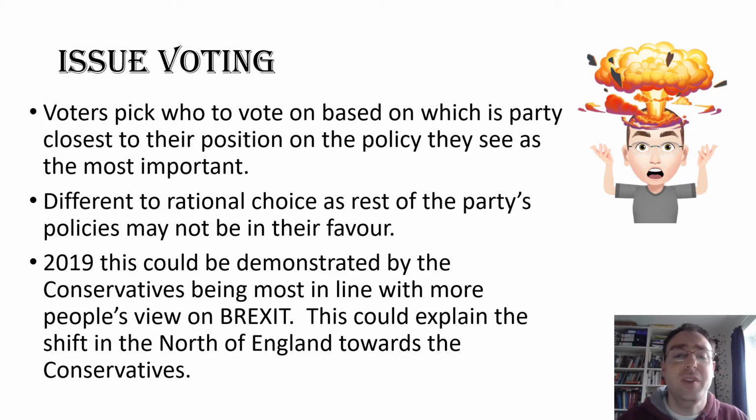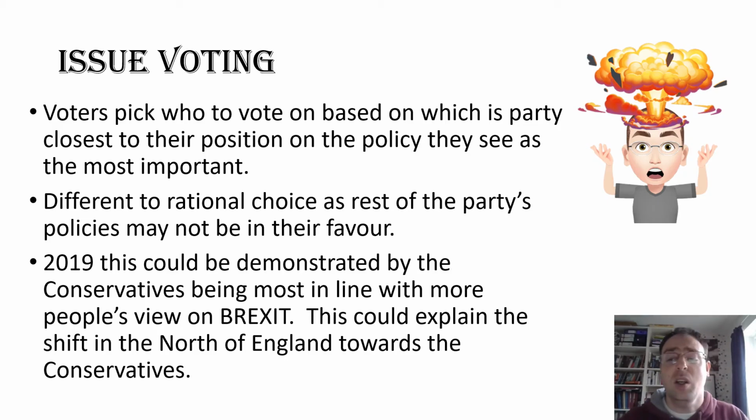Issue voting. Well, this is again fairly compelling and straightforward. The voters pick who to vote for based on which party is closest to their position on the policy they see as being the most important. Now, it's different to the rational choice because the rest of the party's policies might not actually be in their favour. It might not actually be a rational choice. It is simply on what is the big issue of the day. Who do I think is going to do the best job?